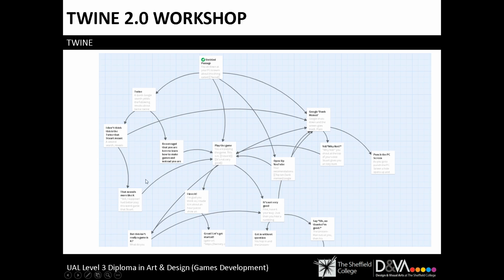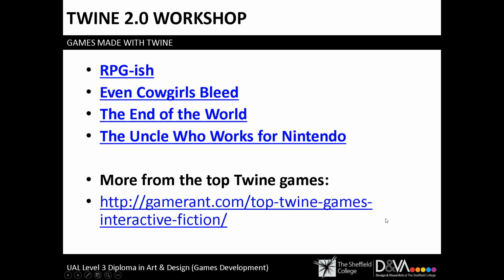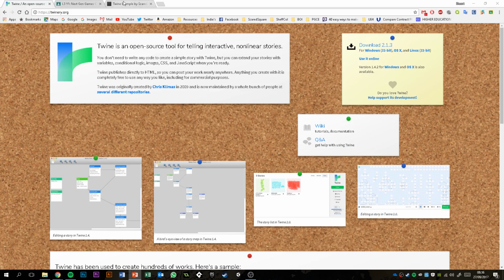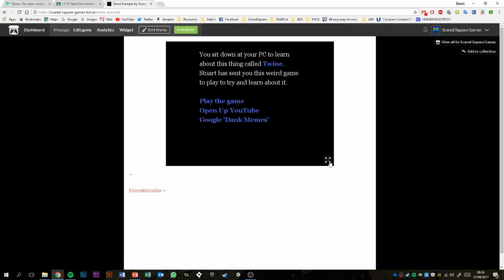This is what it looks like at the minute. This may change in the future, but you have your passages and it shows how they connect together through these arrows. So I'm just going to show a quick example of a Twine game. This is one I made just to show my students what they look like.